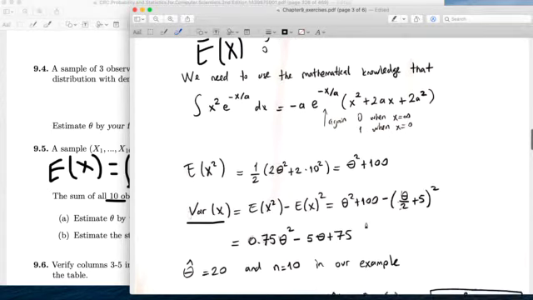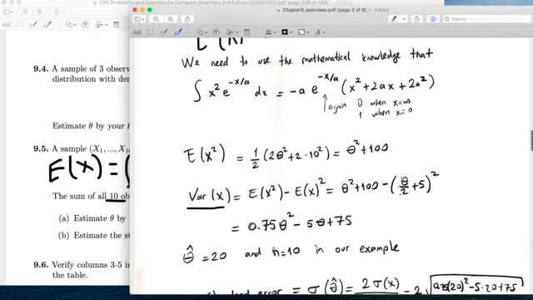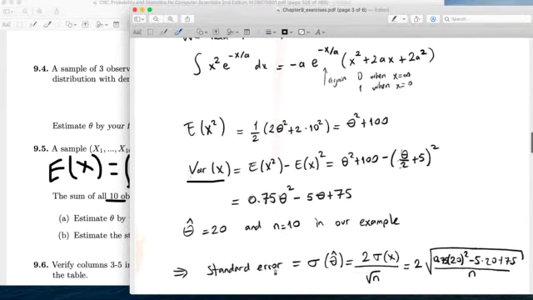Now, our estimate for theta was 20. So just plug in 20 here and n in our sample. So the standard error will be, we have the standard error formula at the end of the previous page. All right. So the standard error of theta hat is simply 2 times the standard deviation of x divided by the square root of n. For this standard deviation of x, we are going to use our estimate of the variance, which is in this case 0.75 theta squared minus 5 theta plus 75.